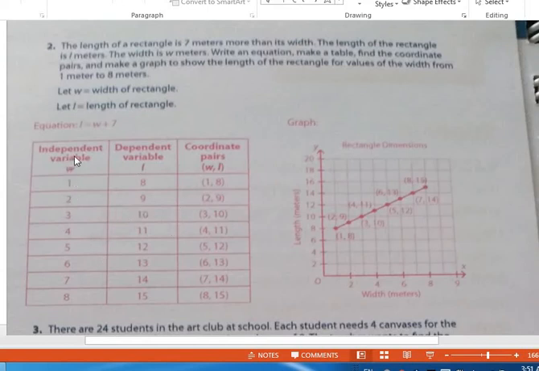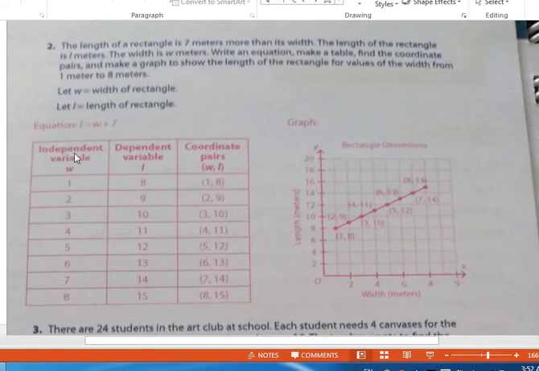I have the independent variable. Don't forget the dependent variable, then the coordinate pairs. So I have the width and the length, which form the ordered pair. Here the width is the independent variable.